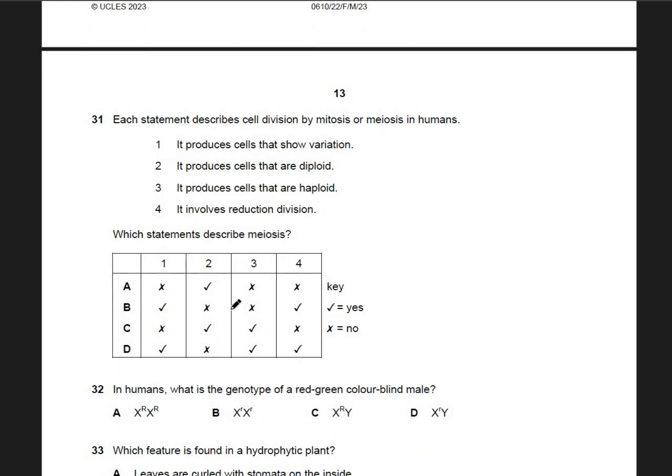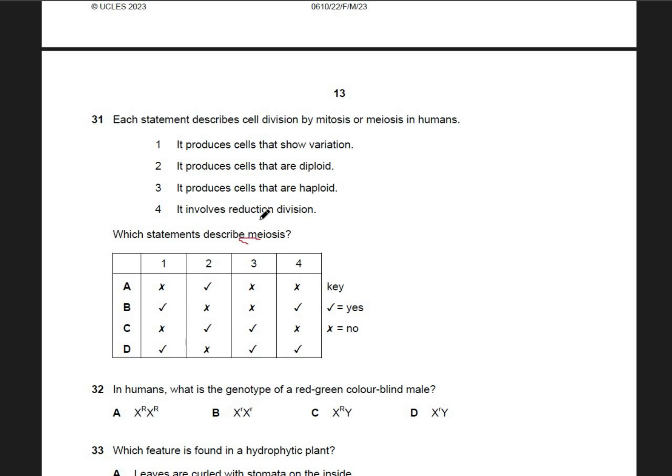Moving towards question number 31, which says, each statement describes cell division by mitosis or meiosis in humans. Statement 1 is, it produces cells that show variation. Number 2, it produces cells that are diploid. Number 3, it produces cells that are haploid. Number 4, it involves reduction division. So they are asking which statement describes meiosis.